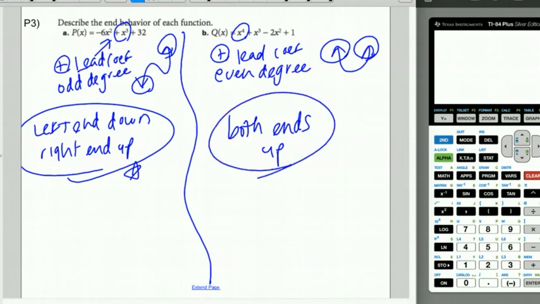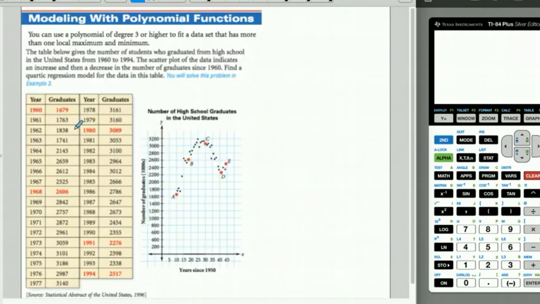All right, so two quick final problems in this video, and these actually aren't about end behavior. This is a little bit of curve fitting. So sometimes we use polynomials to model real-world functions, right? So here's an example of a bunch of data from 1960 to 1994 that indicates an increase and decrease in the number of graduates starting in 1960.